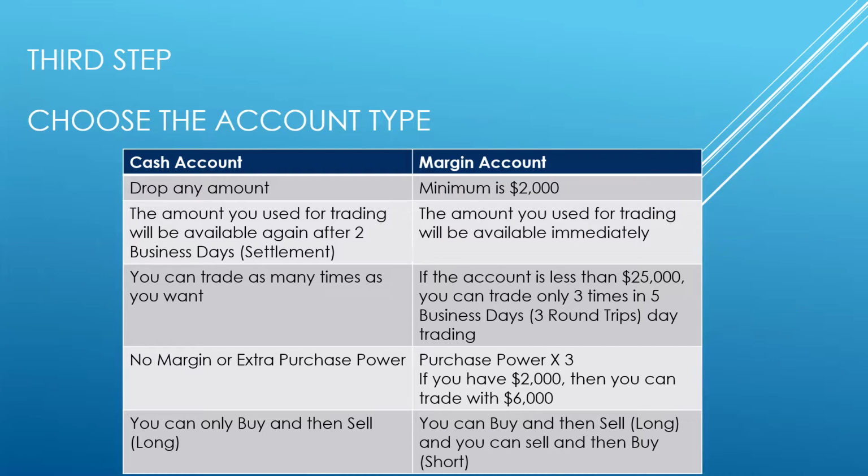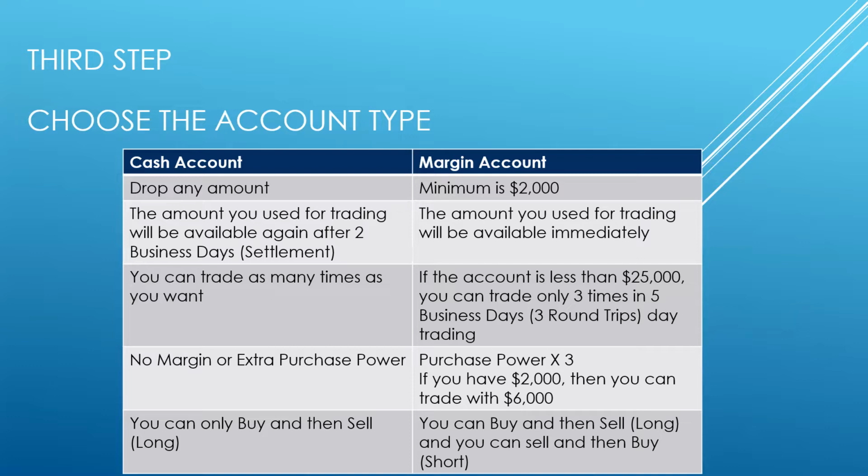So in the margin account, if you have less than $25,000 in United States, I'm not talking about the people outside, because outside you can do whatever you want, it's fine. But inside United States, if you open the account with less than $25,000, you can trade only 3 times in 5 business days. So today you can buy 10 stocks of Microsoft, sell them today.